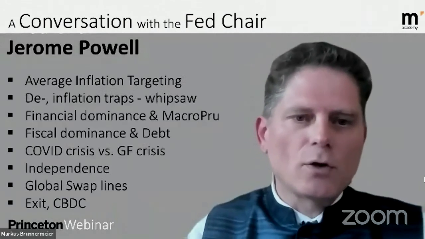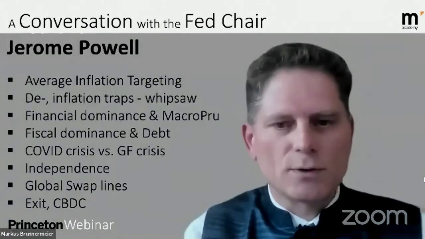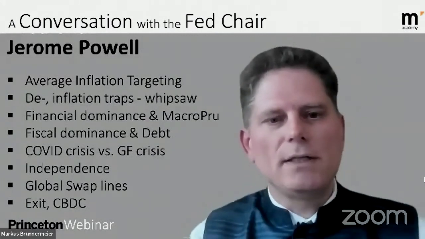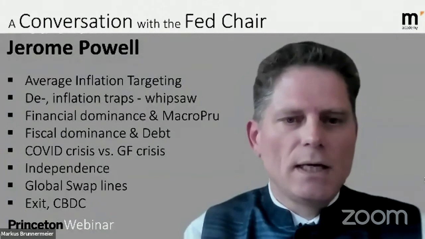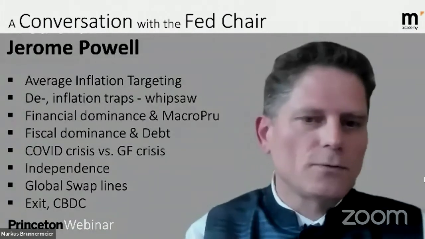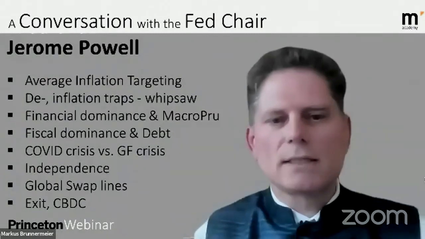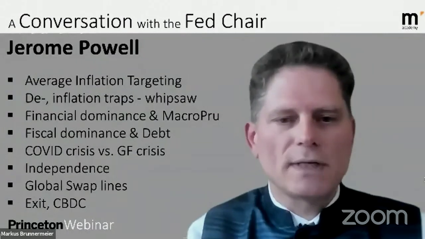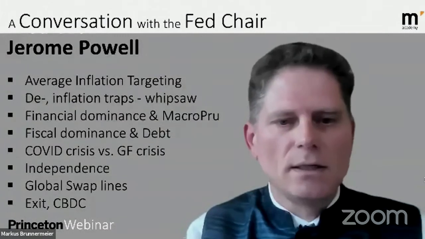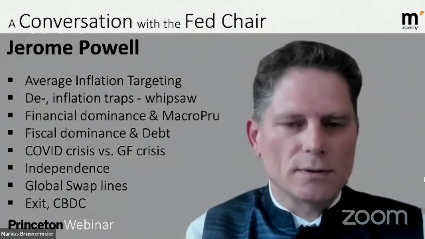I have a quick overview of the topics we would like to cover today. We would like to talk about this new flexible average inflation targeting. We'll talk about deflation and inflation traps, and then about financial dominance, macroprudential policy, a little bit of fiscal dominance given the high public debt levels. And then we will contrast the COVID crisis with the global financial crisis of 2008, talk about central bank independence, the swap lines, and perhaps also about exit strategies later on.